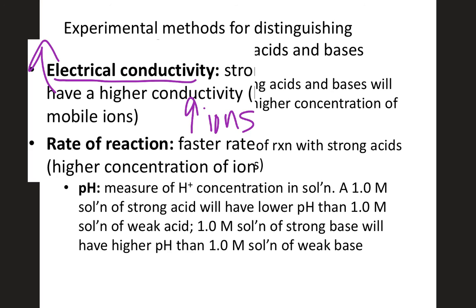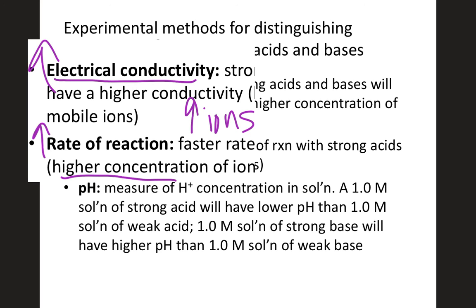With more ions in solution, you have more particles in solution. And so that higher concentration is going to increase the rate of the reaction. Think about collision theory. More particles in solution are more likely to bump into each other, and that's going to increase the rate.